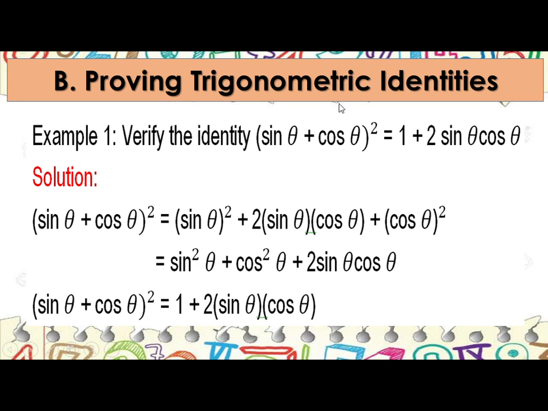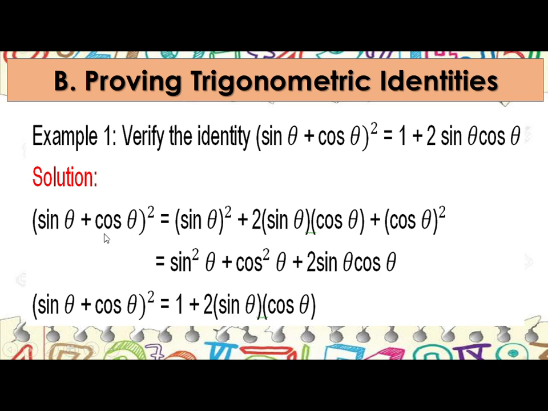How to do that? Let's focus on this expression. We have sine theta plus cosine theta, squared. All you have to do here is simplify. Your sine theta will serve as your first term, and your cosine theta will serve as your second term. So this is something like simplifying a squared binomial.